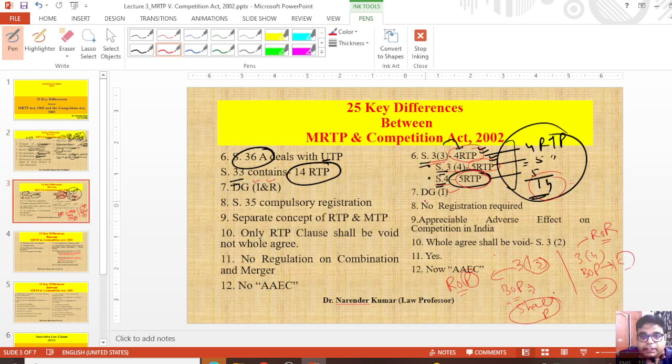Section 35 speaks of compulsory registration, but as of today registration is not required. Next point is the separate concept of RTP and MTP.